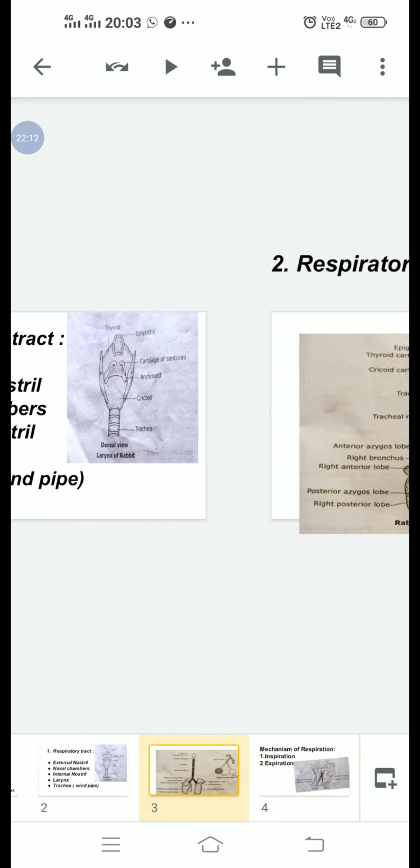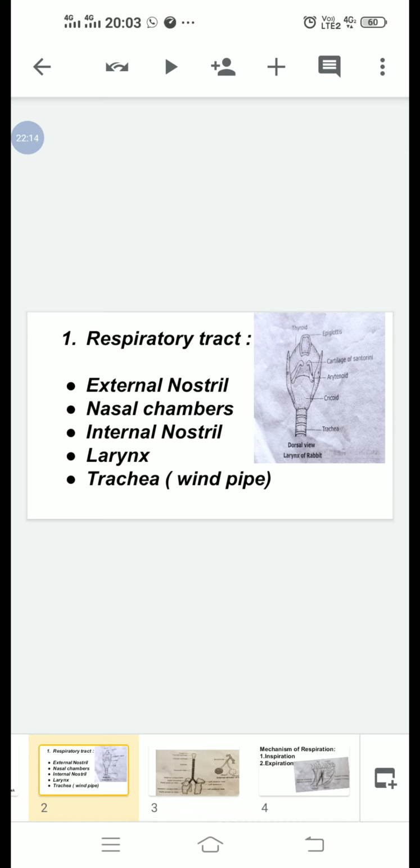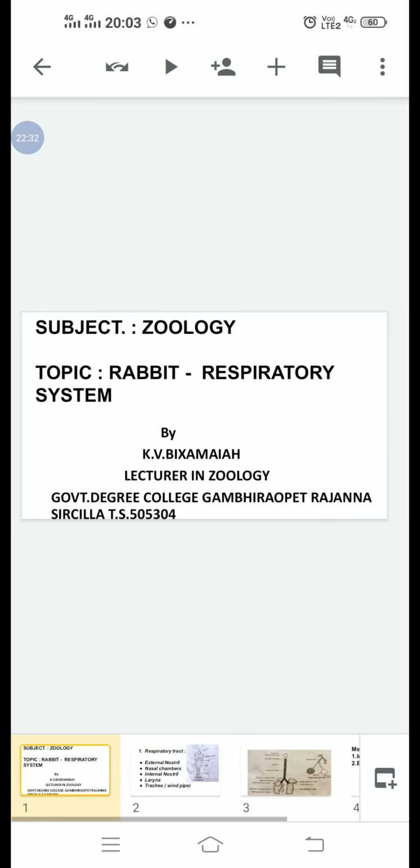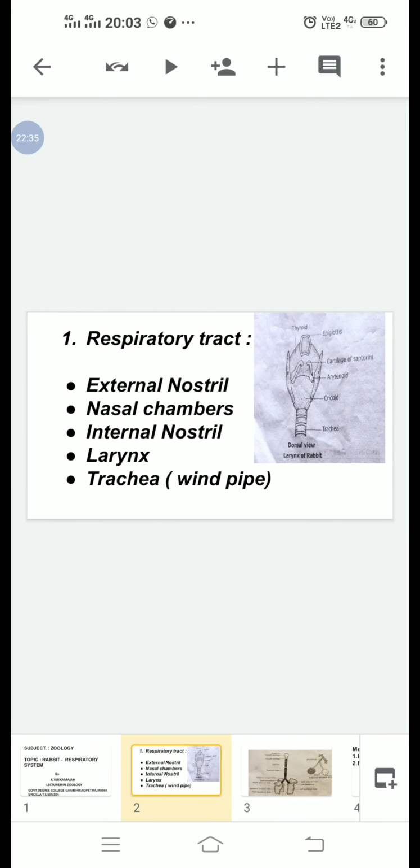Next, the rabbit, a mammal, exhibits pulmonary respiration. The respiratory system of the rabbit consists of two components: the respiratory tract and the respiratory organs. First of all, the respiratory tract. It consists of the following parts. One is the external nostrils, then the nasal chambers.